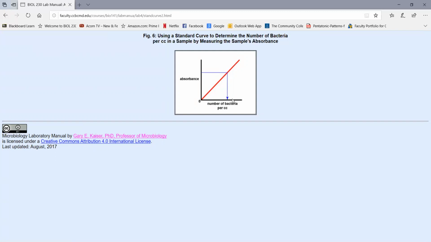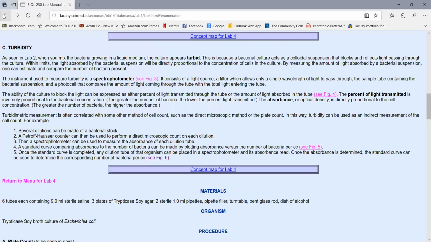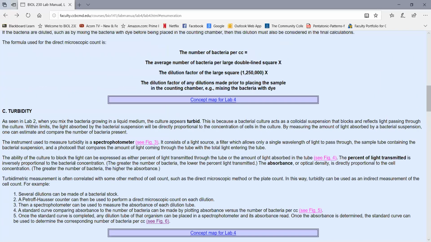But again, that takes about 3 hours to set up and do, and we don't have time to do that. So we're just looking at the concept that absorbance can be used indirectly as a measure of growth. The greater the number of bacteria, the greater the absorbance. So again, just a couple of objectives that deal with terminology for turbidity, but there's no problems we have to do on that.